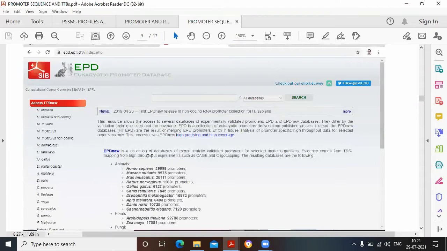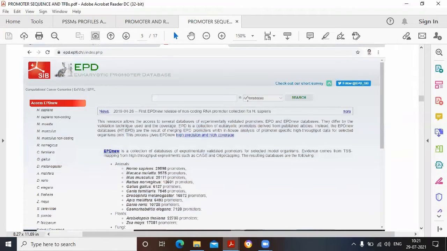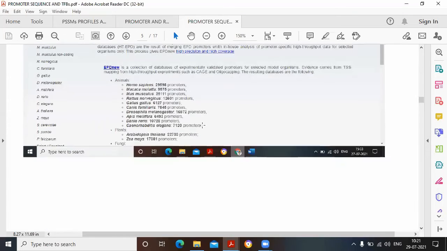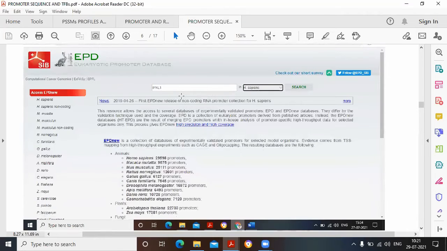So after opening it, what do you need to do? These are the two different boxes you can see. This is one box, and second, this is another box. Fine. So you need to type something here. What do you need to type here? The gene, whatever sequence you have taken. I have taken IFNL1 here, so I am typing IFNL1 here, and you can look at the particular arrow symbol.